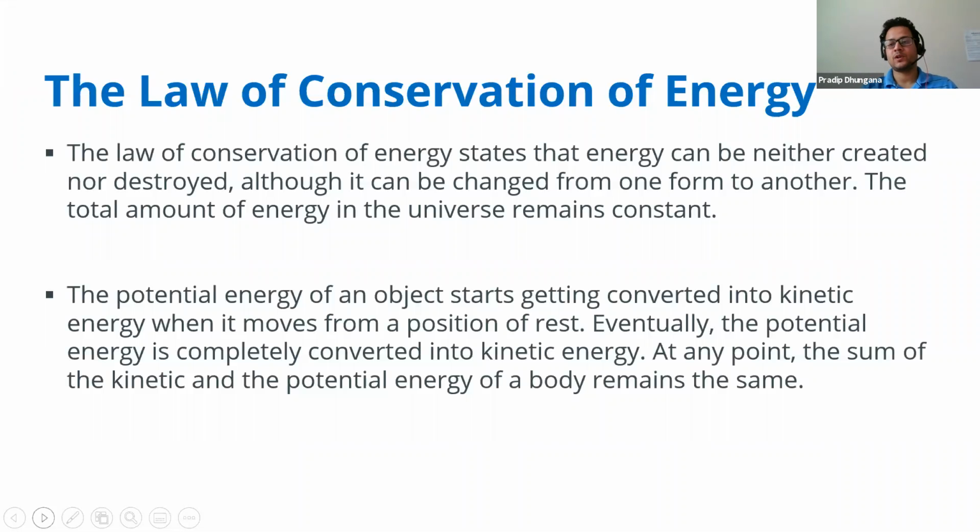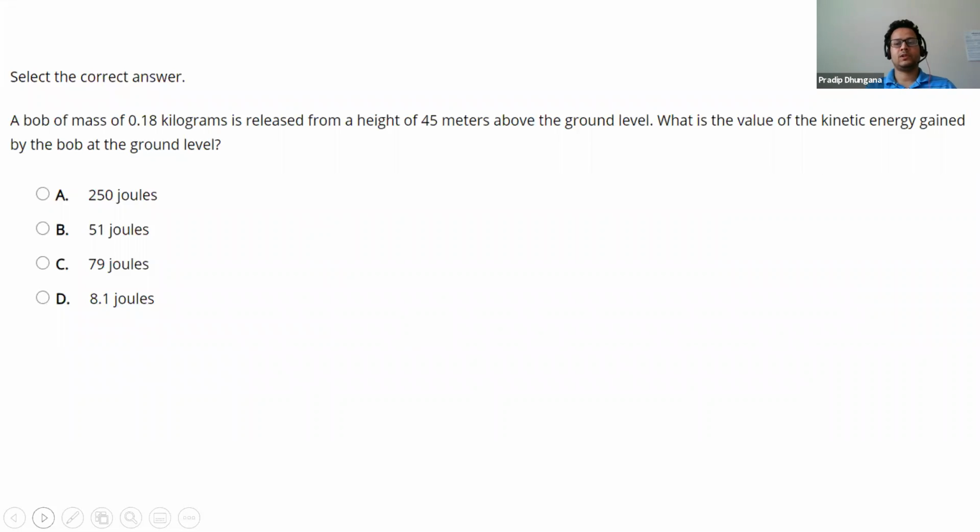Now let's work on some problems related to kinetic energy, potential energy, and the law of conservation of energy. Let's start with this problem. Let me read that problem and then I'll make a diagram and solve it. A bulb of mass 0.18 kilograms is released from a height h of 45 meters above the ground level. What is the value of kinetic energy gained by the bulb at the ground level?